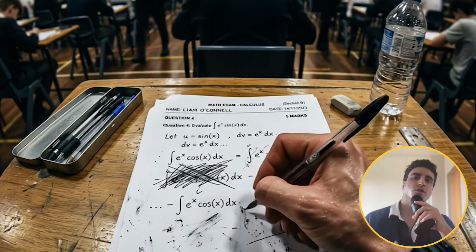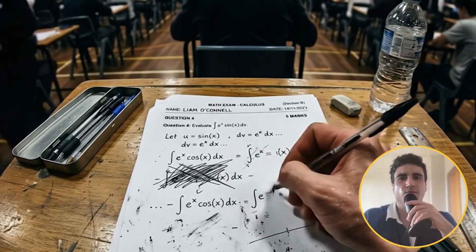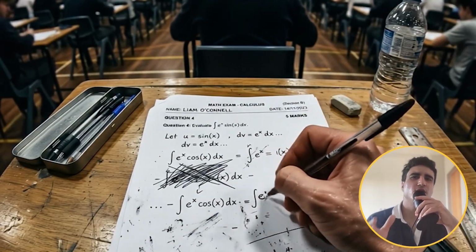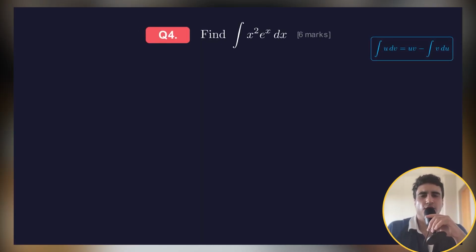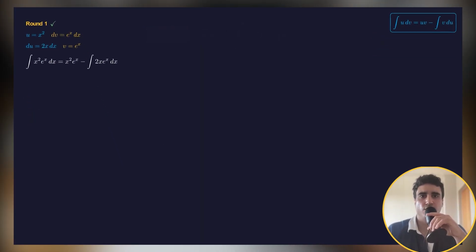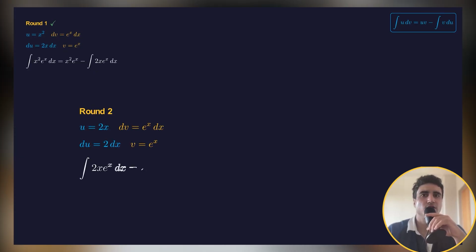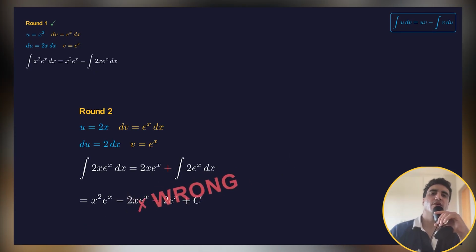Picture this. You're an hour into your A-level maths exam. You've just burned through a 6-mark integration question. You had to do integration by parts twice in this question, and somehow in the second round, you lost the minus sign. And now the whole thing unravels and you have to do it again. Your brain hurts and your hand hurts from all the writing.